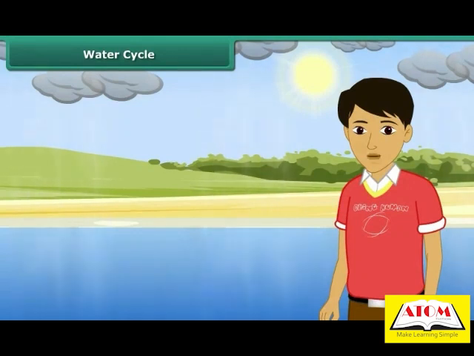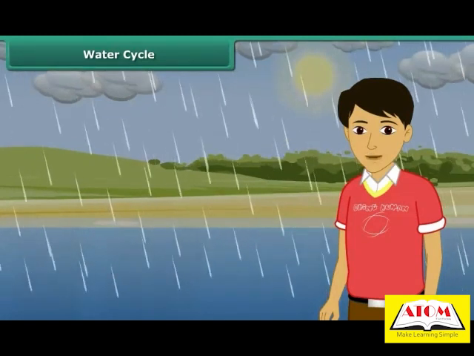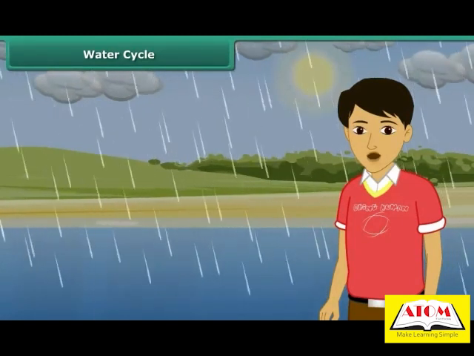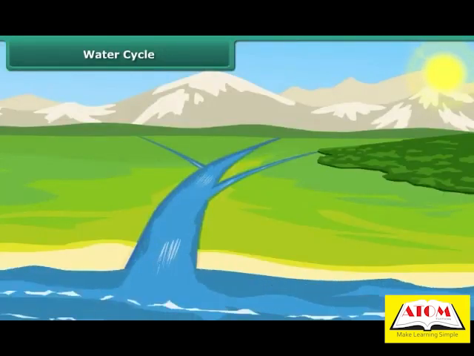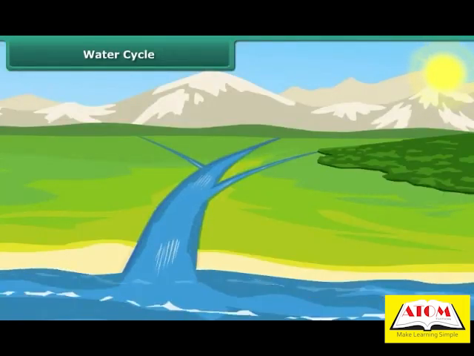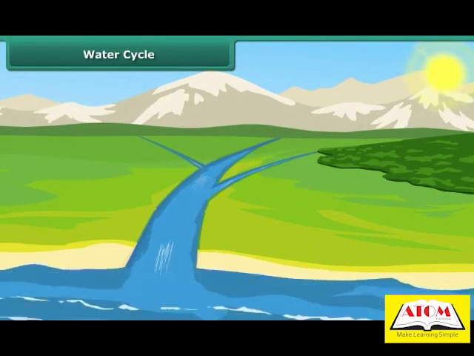When the clouds become too heavy, the water droplets in them fall on Earth in the form of rain, hail, sleet, or snow. The process is known as precipitation. The water received by Earth as rain, hail, or snow goes into the oceans, seas, rivers, and lakes.